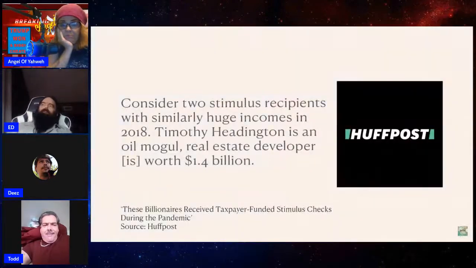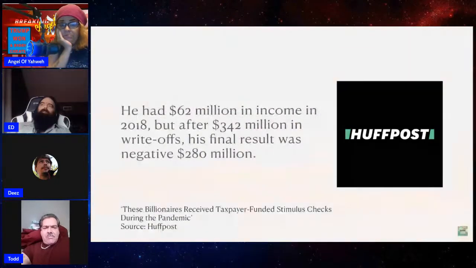Consider two stimulus recipients with similarly huge incomes in 2018. Timothy Headington is an oil mogul, a real estate developer, and worth $1.4 billion. He had $62 million in income in 2018, but after $342 million in write-offs, his final result was a negative $280 million.